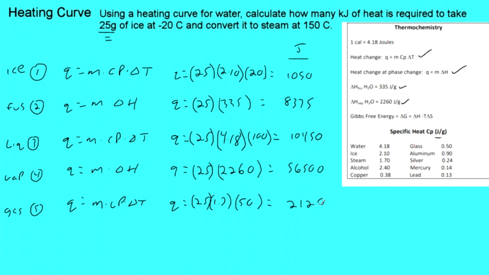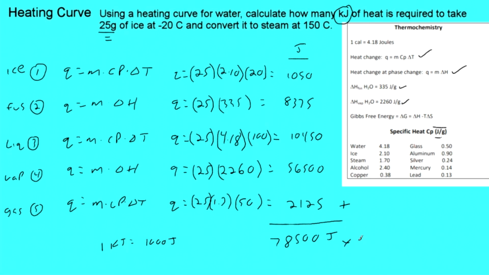So this is the amount of energy for each of the different phases, but because we're interested in the entire amount of energy, we're going to add all these numbers up. This comes out to 78,500. This is in joules because, again, we're using joules as our specific heat. The question says kilojoules. So to go from joules to kilojoules, we just have to divide by 1,000 because 1 kilojoule equals 1,000 joules.